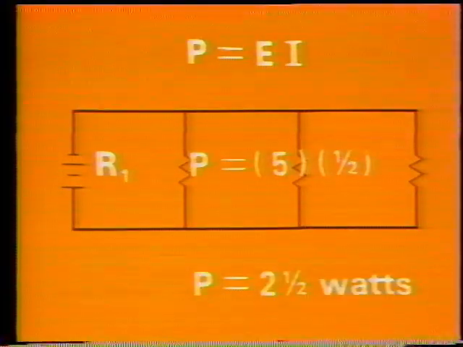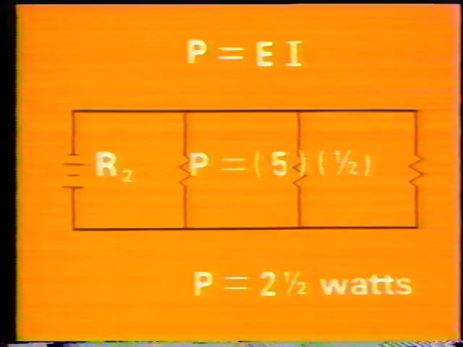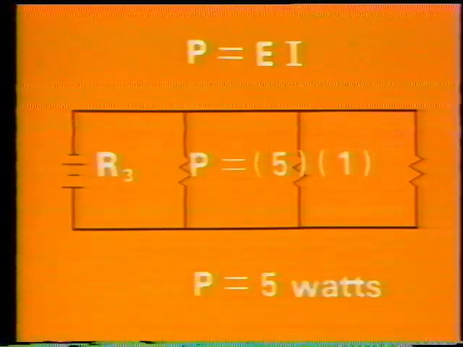R1 is 5 volts times 1/2 amp for 2.5 watts. R2 is also 5 volts times 1/2 amp, again, 2.5 watts. R3 is 5 volts times 1 amp for 5 watts. When we add 2.5 watts plus 2.5 watts plus 5 watts, we get 10 watts for the total power in the circuit. That's what we got with our first method too. We can use either one from now on whenever we want to find the total power in a circuit.